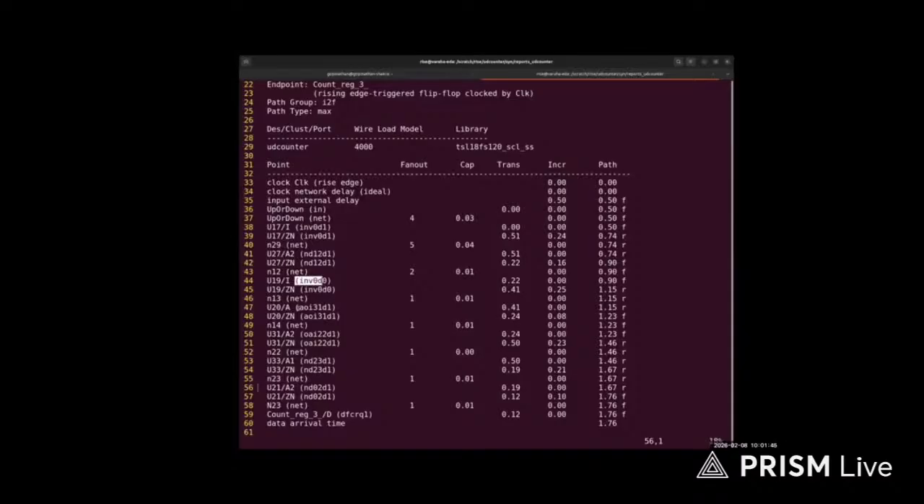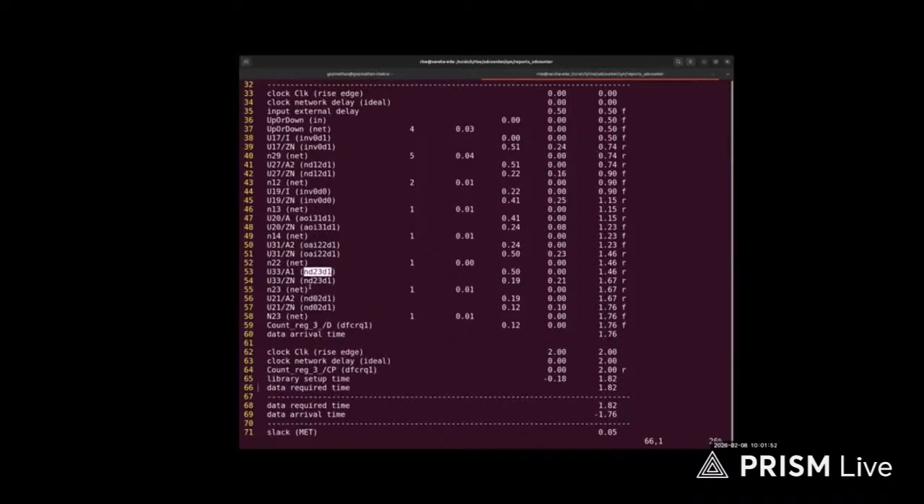Again, it is going to an AND OR invert. Again, it is going to OR and invert. Then it is going to a NAND gate and another NAND gate. Then the output of this NAND gate is getting connected to the D pin of the D flip-flop. Now it has arrived at a D flip-flop. It started from an input pin, went through a set of combinational cells, and is getting stored in a D flip-flop.